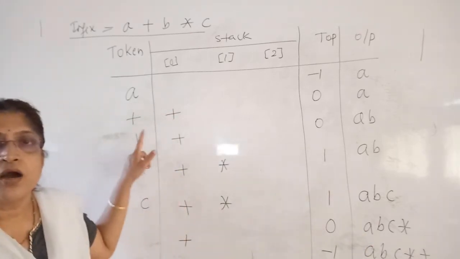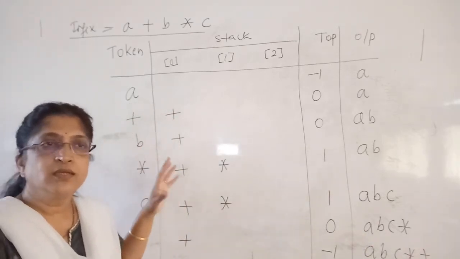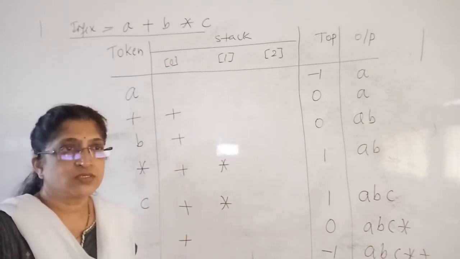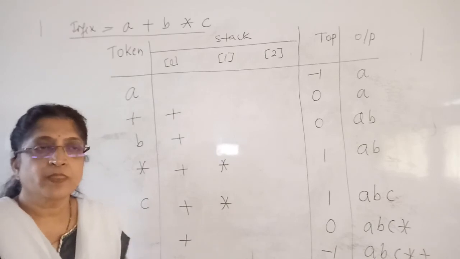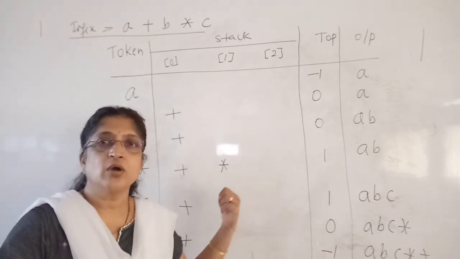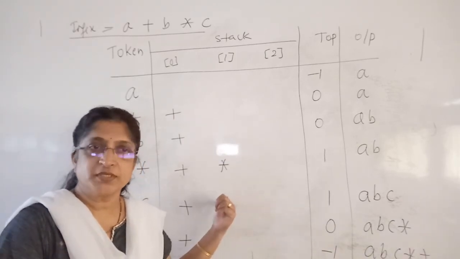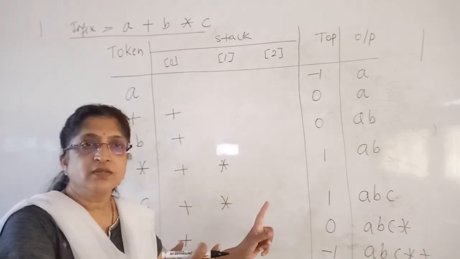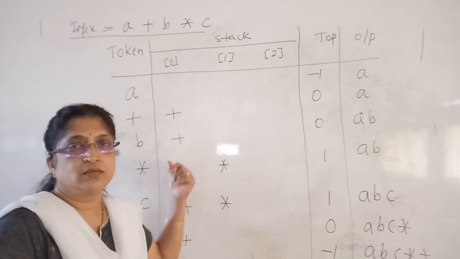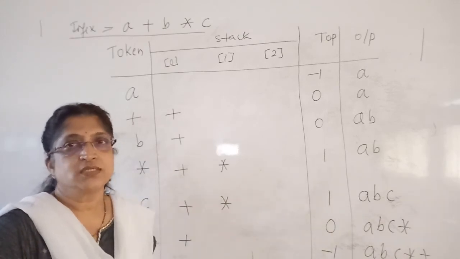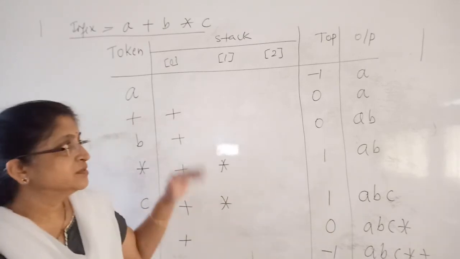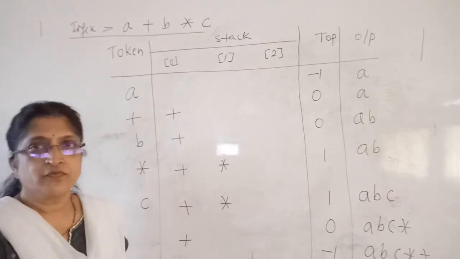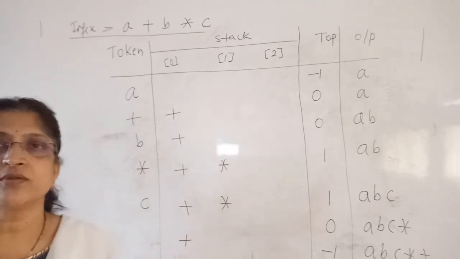So just see how we have done this. When we are pushing the operators to the stack, we have to consider the precedence. In case the operator on top of the stack has higher precedence than the token we are considering, then we have to pop that, then push the token to the stack. This is what we've done. I'll take one more example and explain it to you. Follow this, see this and try to understand.